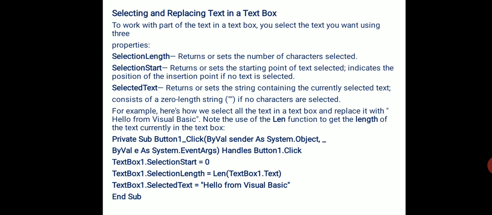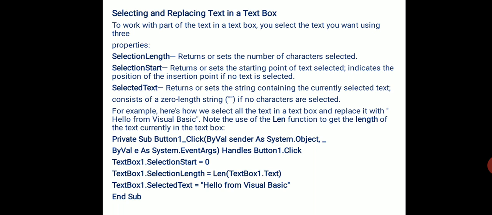For example, here we select all text in a text box and replace it with "Hello from Visual Basic." See, this here is one example, and the Len function is used to get the length of the text which is currently there in the text box. See the code for changing the text of a text box.